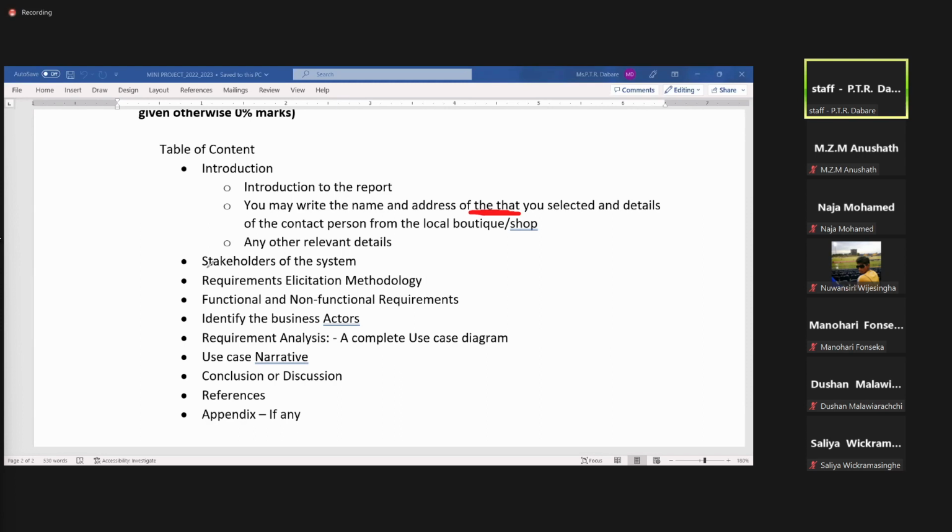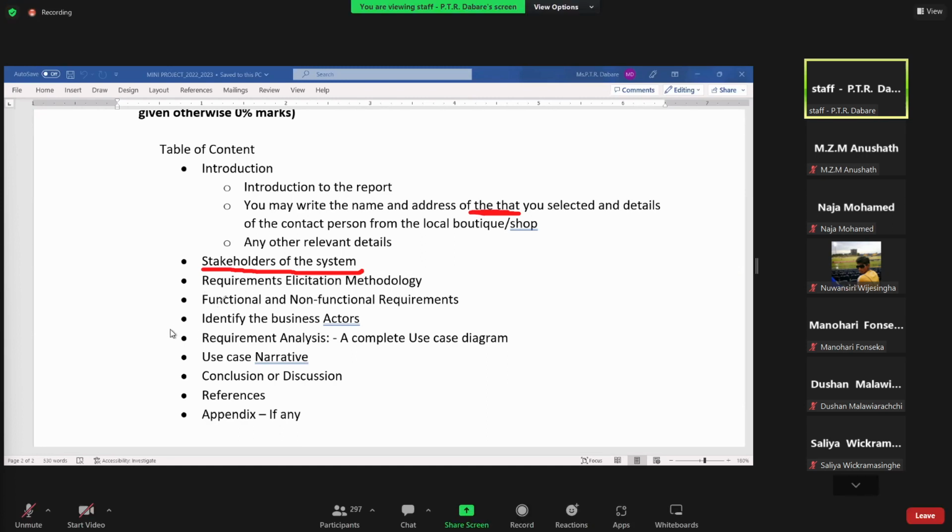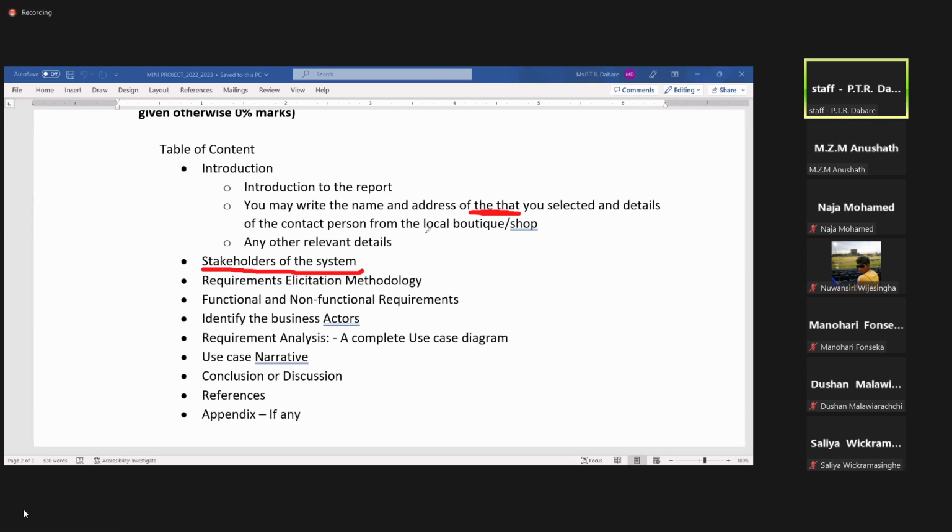Then you need to identify the stakeholders of the system. Stakeholders means people who are interested in this system. Then you have to explain about the requirements elicitation method. Let's say you used an interview method, then you have to say, okay, I used the interview method. Yes?